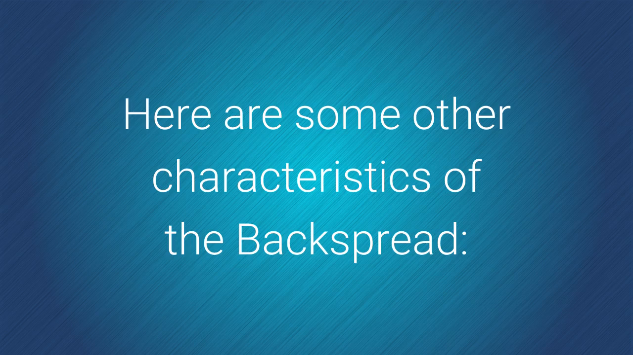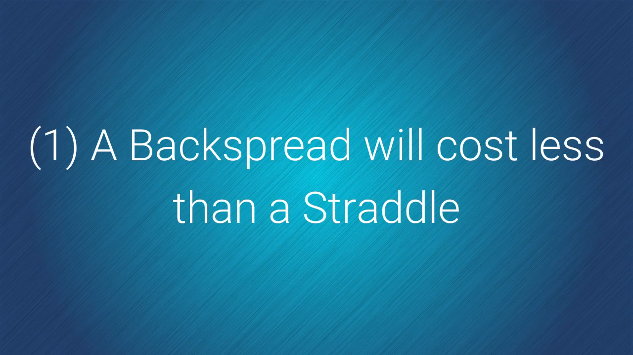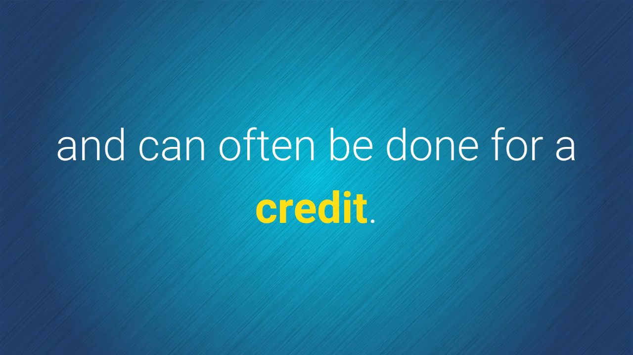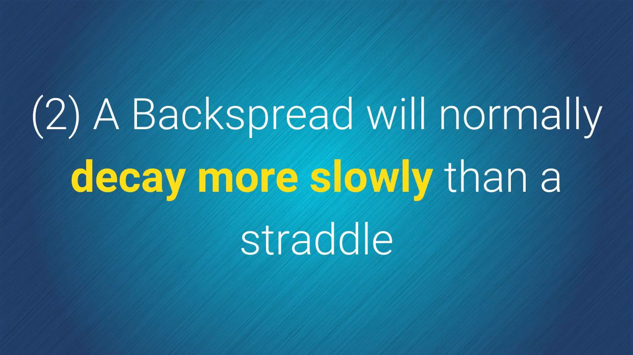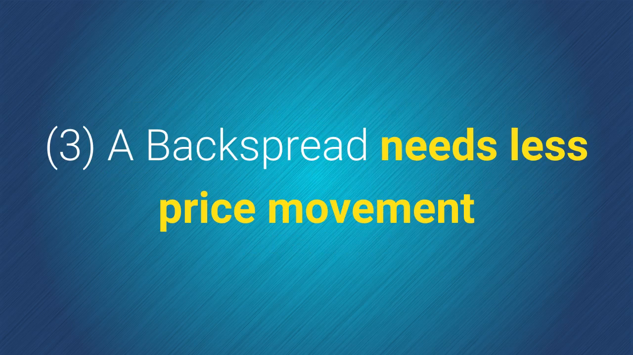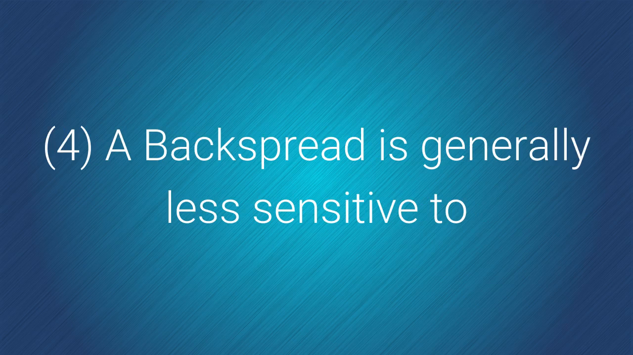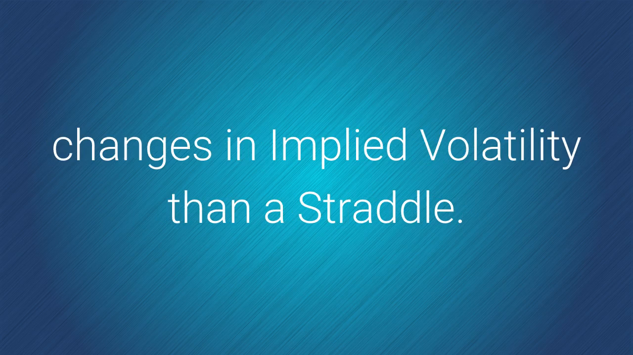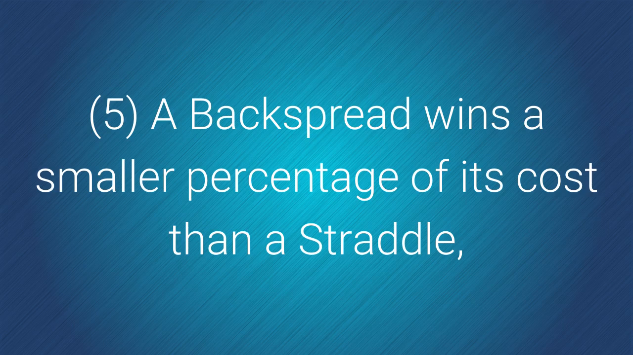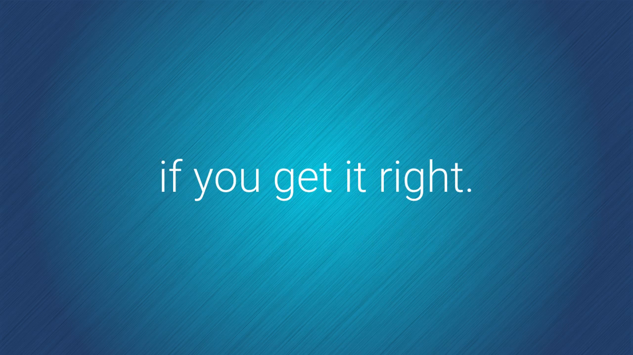Here are some other characteristics of the backspread. Firstly, a backspread will cost less than a straddle and can often be done for a credit. 2. A backspread will normally decay more slowly than a straddle. 3. A backspread needs less price movement than a straddle to move into profitable territory. 4. A backspread is generally less sensitive to changes in implied volatility than a straddle. 5. A backspread wins a smaller percentage of its cost than a straddle if you get it right.